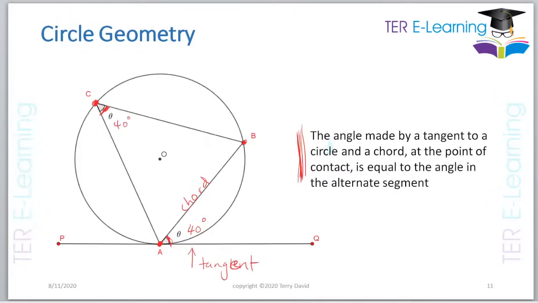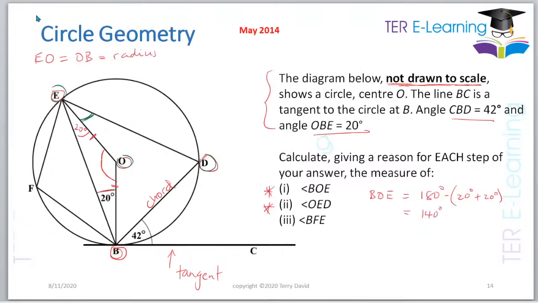That's this rule here. The angle between a tangent and a chord, that's this angle here, is the same as this angle on top here. So if I go back to that diagram, let's use this here. If this is 42 degrees, the angle between the chord and the tangent, it means that this whole angle that I'm drawing in blue is actually 42 degrees as well.